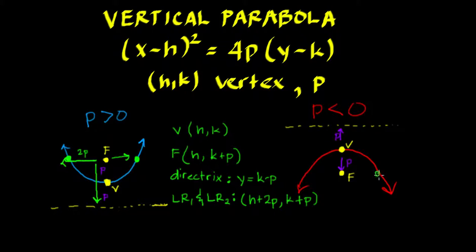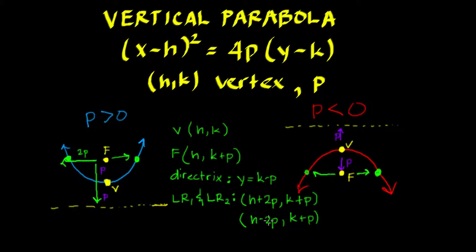This also works over here in this picture. If I was to add 2p, I'll get to this latus rectum point, and if I was to subtract 2p, I'll get to this latus rectum point. And this is why the latus rectum points are at h plus 2p, comma, k plus p, and h minus 2p, comma, k plus p. And this is the basic understanding of how the vertical parabola is going to work.